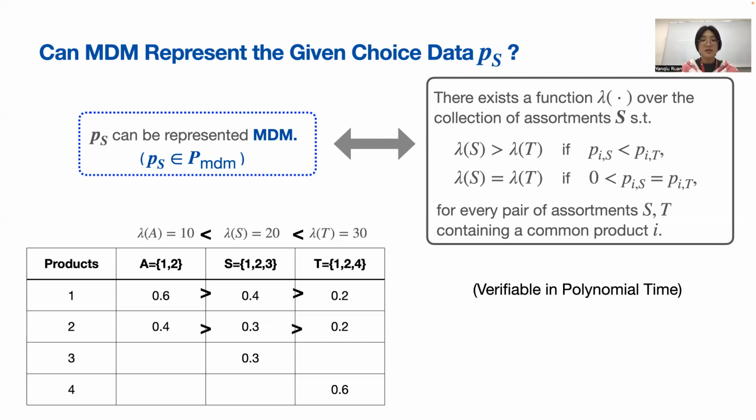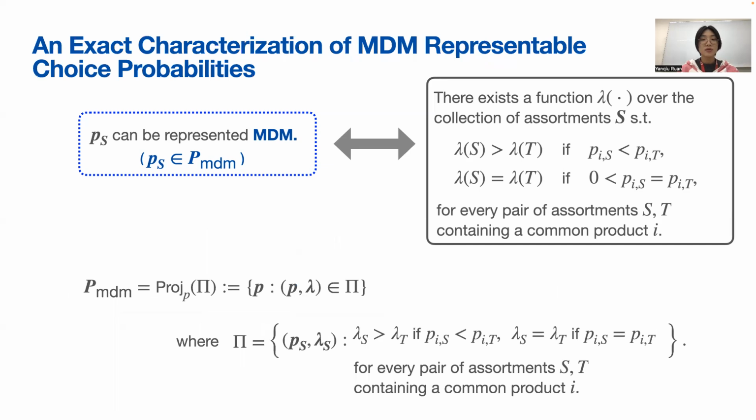You can understand the conditions with this simple example. The choice data can be represented by MDM if and only if we can find an order over assortments such that it is the reverse order of the choice probabilities of each product across different assortments. So unlike RUM, which needs to check consistency over n factorial rankings, finding such a ranking over assortments under MDM is possible in polynomial time. And due to the representability conditions of MDM above, we have the following description of the set of MDM representable choice probabilities for any given assortment collection.